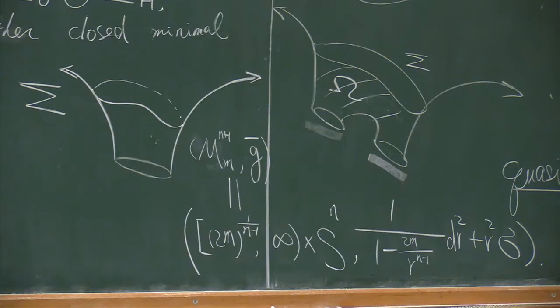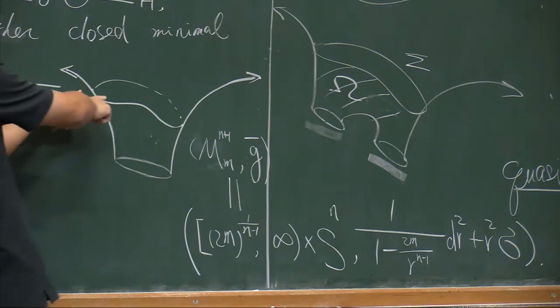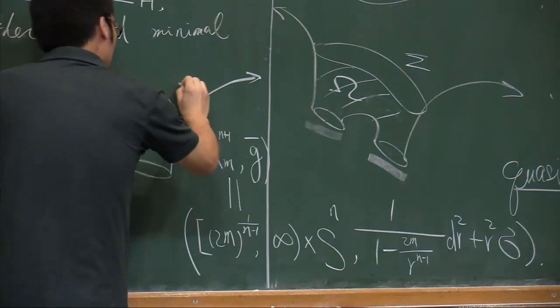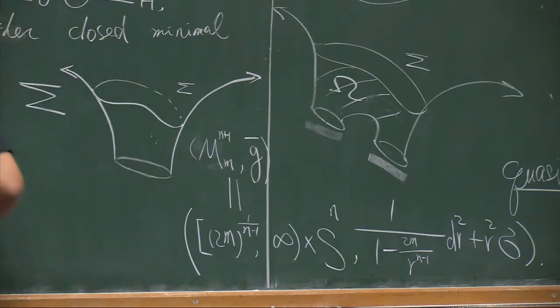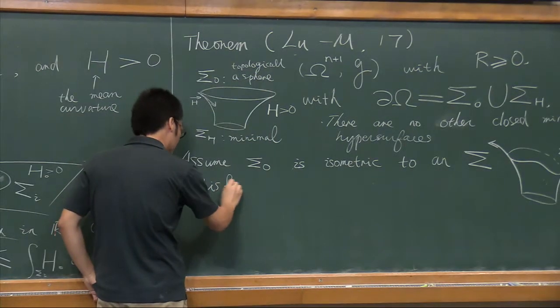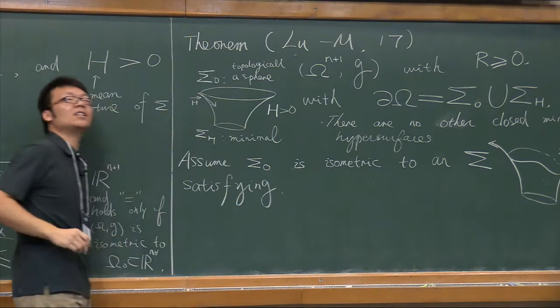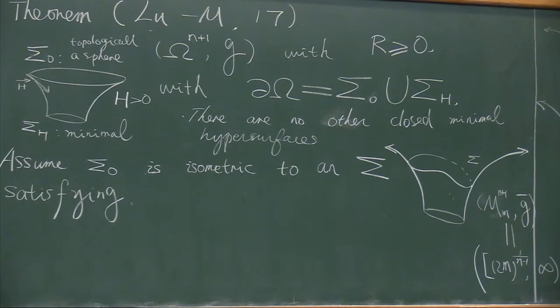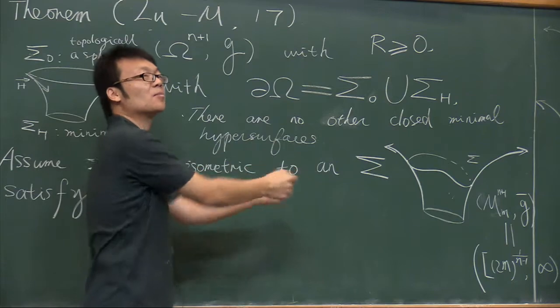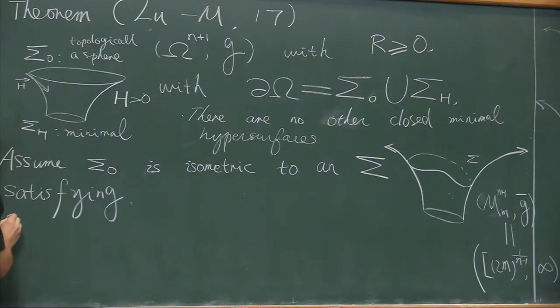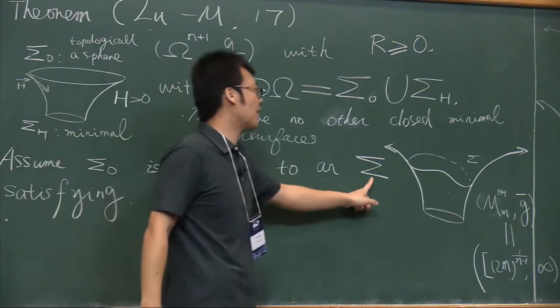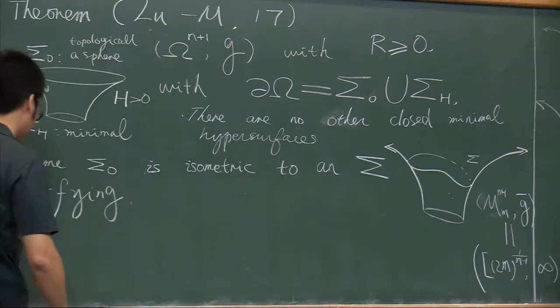All right, so naturally, one would like to impose the assumption that the outer boundary is isometric to a certain hypersurface sigma in a Schwarzschild manifold. Now, how suitable is this sigma? We are going to list a few properties that will allow our discussion to continue. First of all, we are going to assume that this sigma is star-shaped.